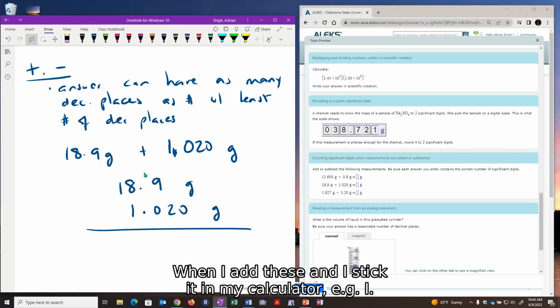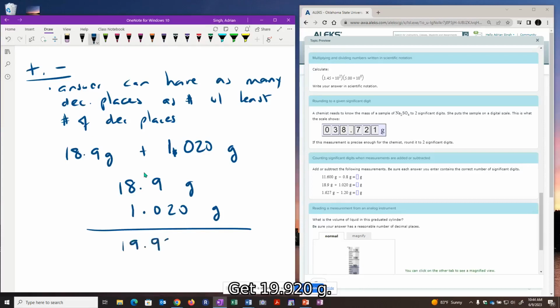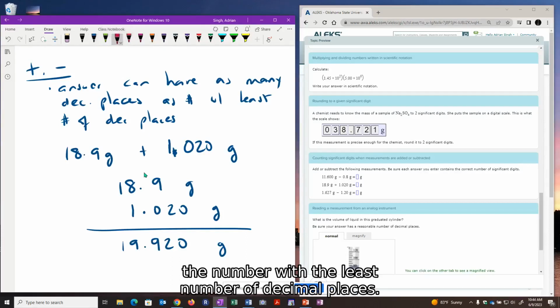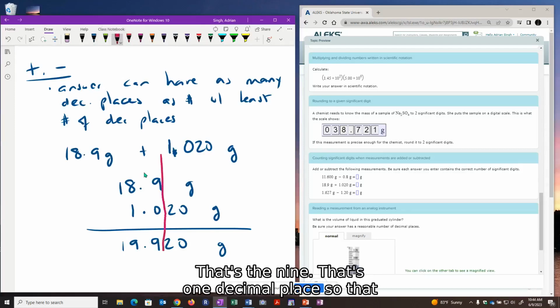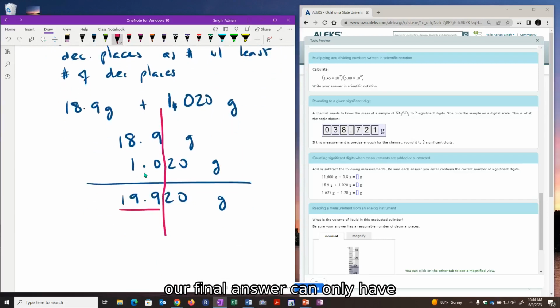When I add these and I stick it in my calculator, for example, I'll get 19.920 grams. I can then draw a line right after the number with the least number of decimal places. So that's the 9. That's 1 decimal place. So then our final answer can only have 1 decimal place. So we're going to round that.